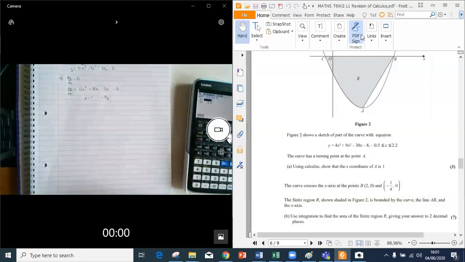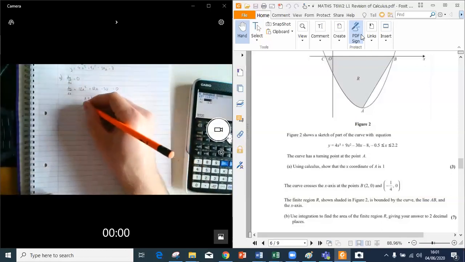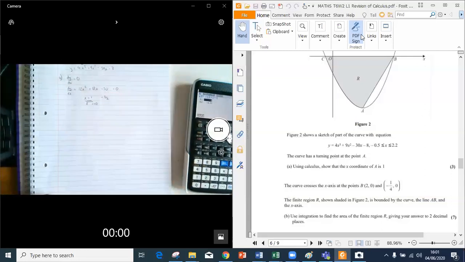Now, if you look there, you can see that A is positive, first of all. A definitely has to be 1, because A has x bigger than 0, so it has to be that one.